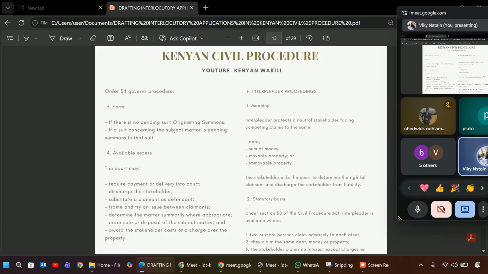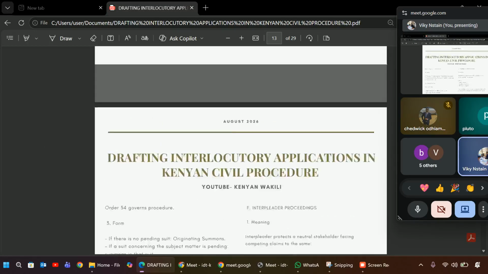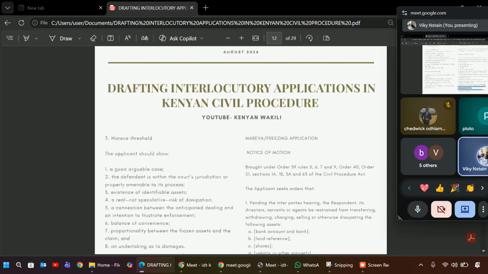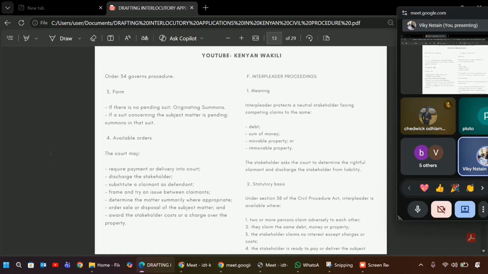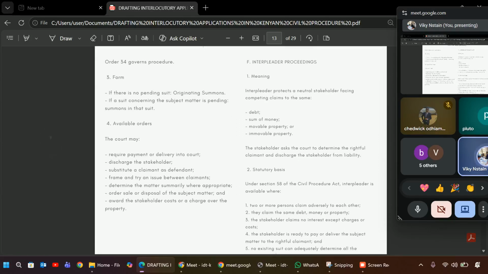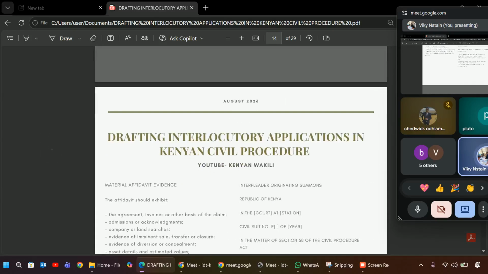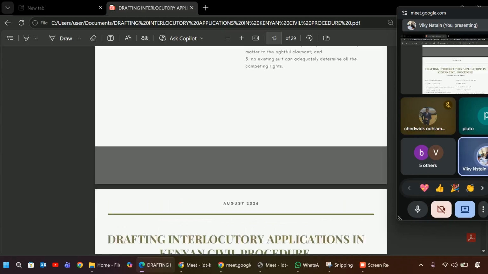Is this applicable here? Is this applicable? I had come from the application, there are interpleader proceedings. Okay, is it jumping all the way to the other side? Okay, let me begin. Okay, yes.